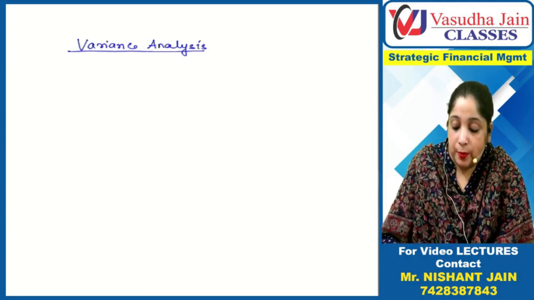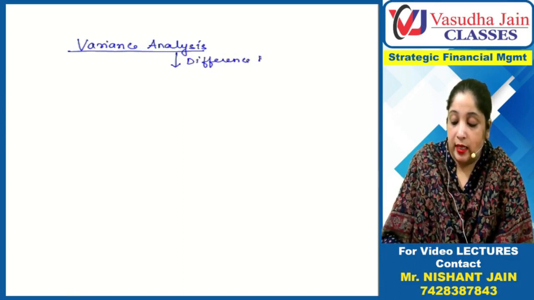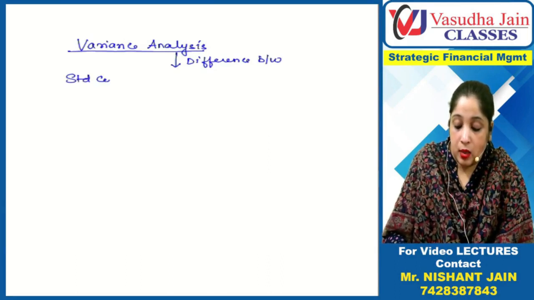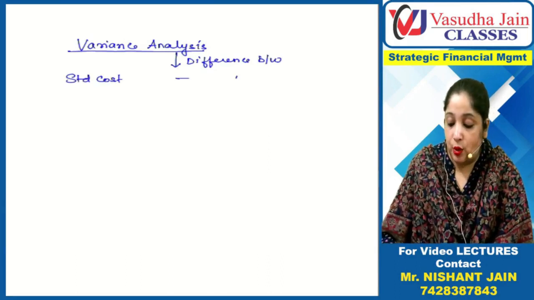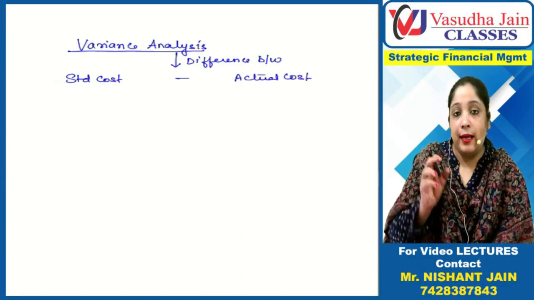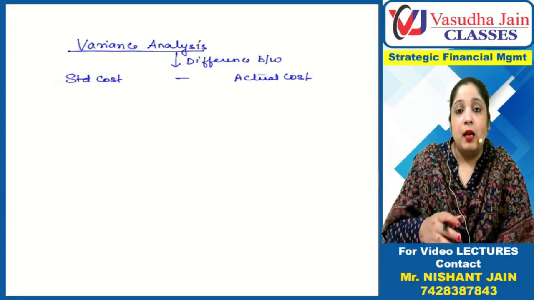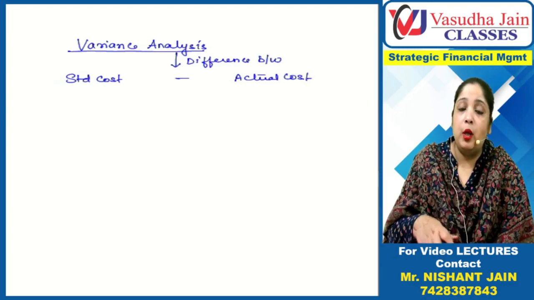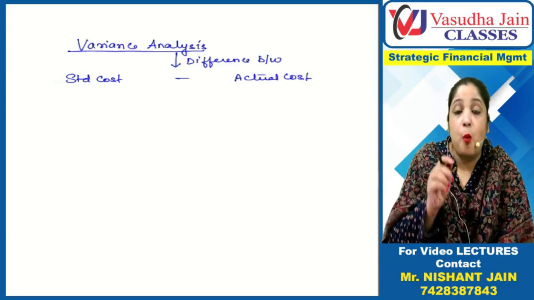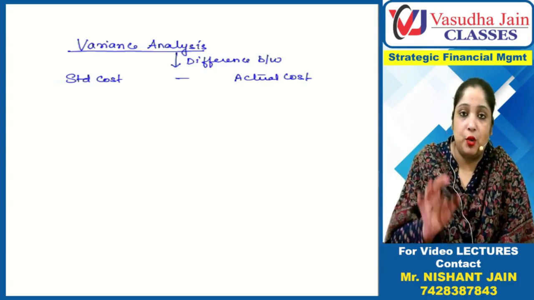Variance analysis is basically the difference between standard cost and actual cost. Now, what is standard cost? Standard cost is the cost which management has calculated after doing a lot of research, that how much cost should be spent in manufacturing of finished goods.